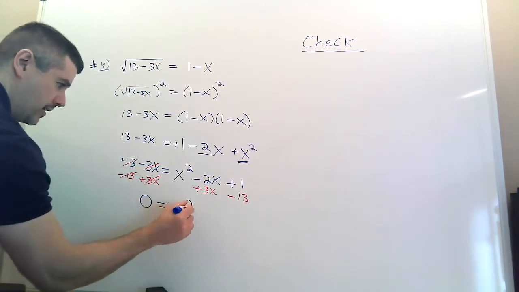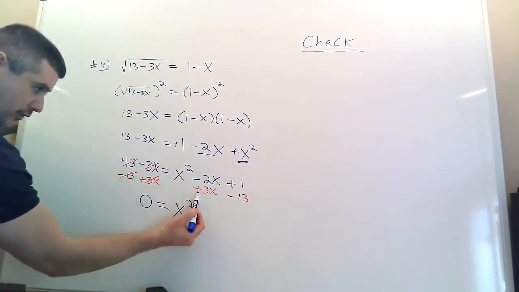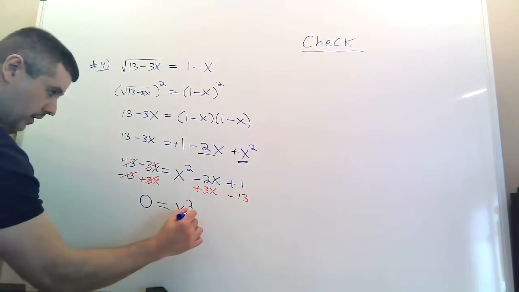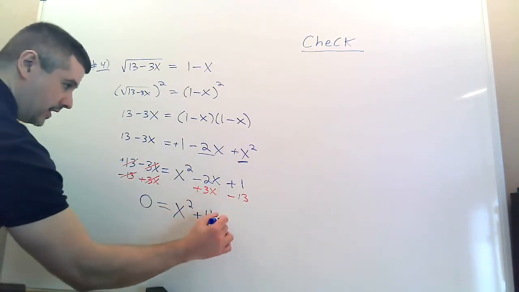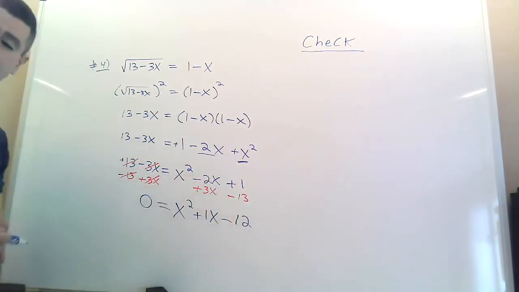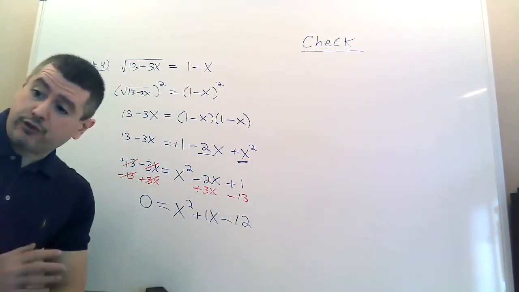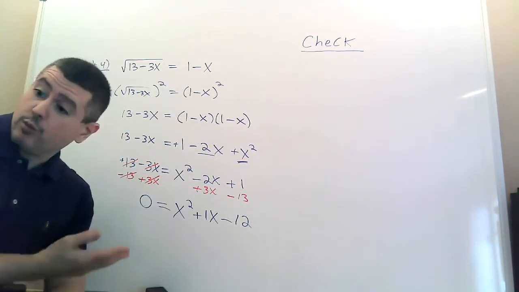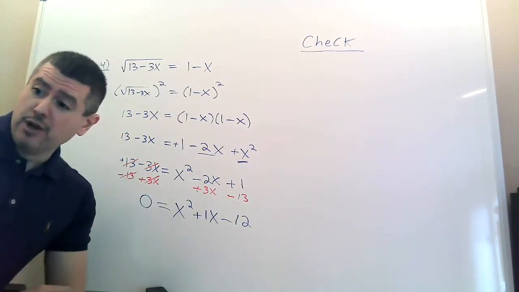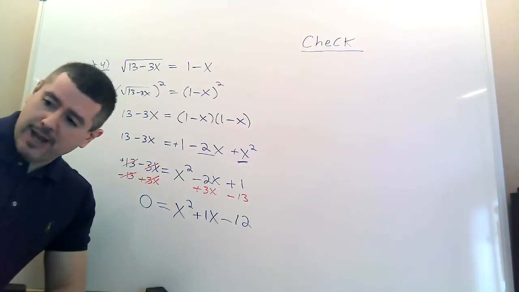So now you have x squared. Now be very careful. Positive 3 take away 2 is a positive 1x. And then 1 take away 13 is negative 12. All right. If you screw up any of these steps, the problem is shot. You're going to get here and it won't factor. And then you're going to stare at it, but it doesn't factor. If it doesn't factor, you made an error.